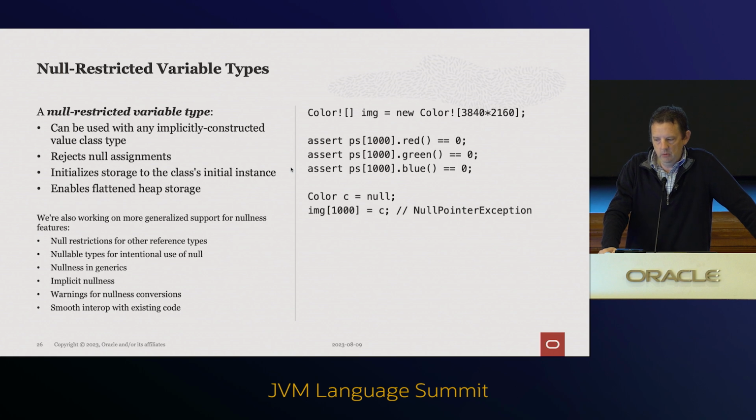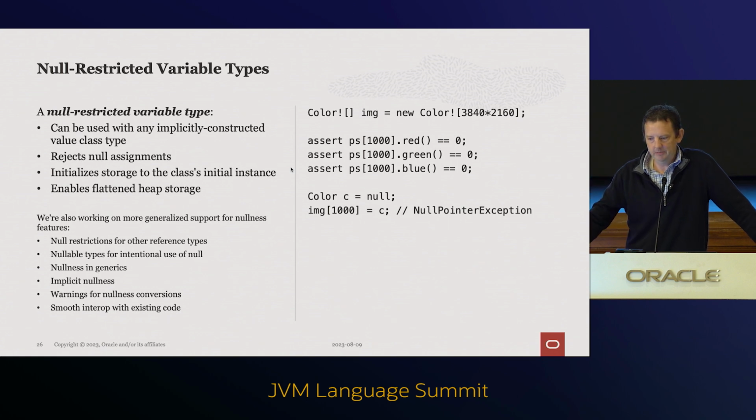What you get when you allocate or declare a null-restricted type on a value class typed variable is that it rejects assignments from null. So if you try to write a null in there, it will blow up, it'll throw an exception. You see that at the bottom of my code example. It also initializes the storage to the class's initial instance. So when I'm calling these red, green, blue methods from a fresh array, those methods work and they return the zeros that are in the underlying object.